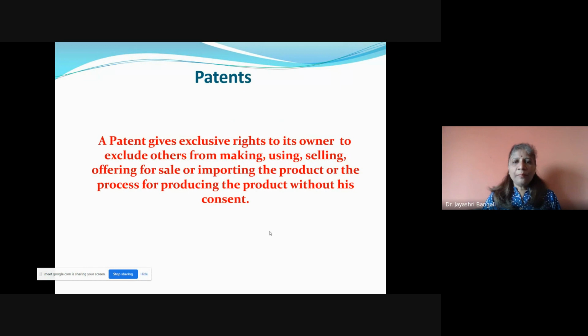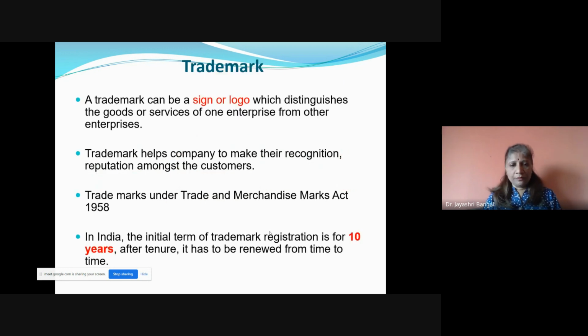So what is basically a patent? A patent gives exclusive right to its owner to exclude others from making, using, selling, offering for sale, or importing the product or the process, it may be the process for producing the product, without his consent. So that is very, very important.